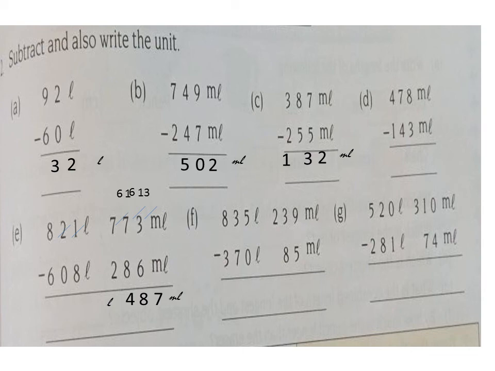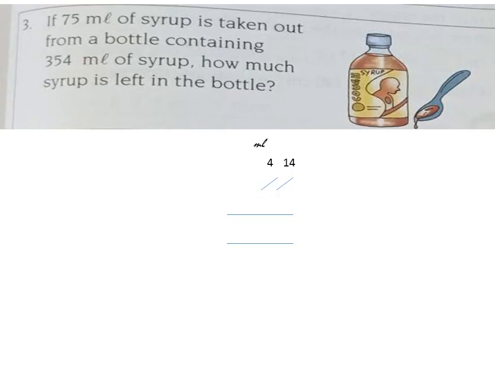Moving on to liters. From 1 can you take away 8? No. Borrow from 2. 2 becomes 1 and it is giving 1. It becomes 11. After 8, 9, 10, 11. Write down 3. 1 minus 0 it is 1, 8 minus 6 it is 2. F and G you are doing it as homework.